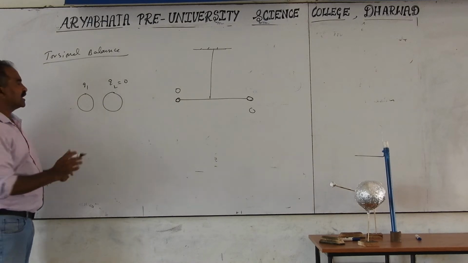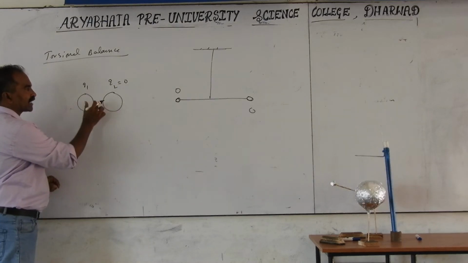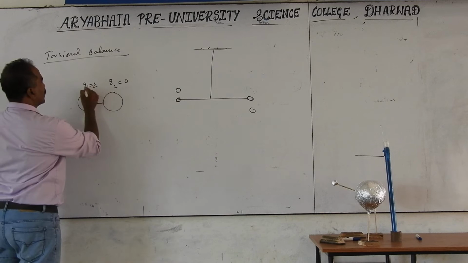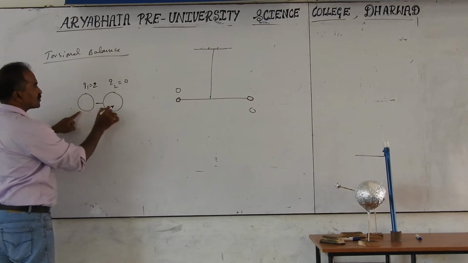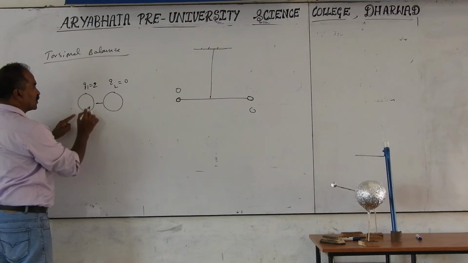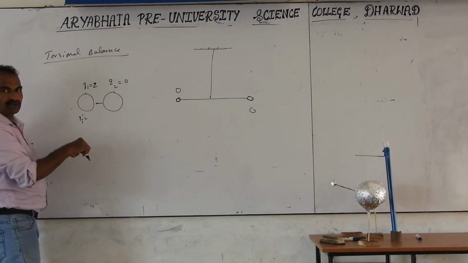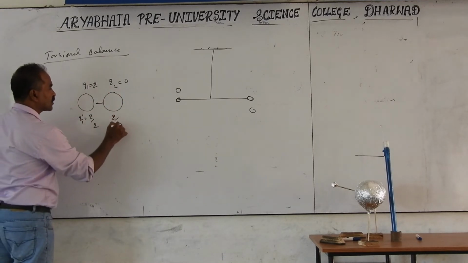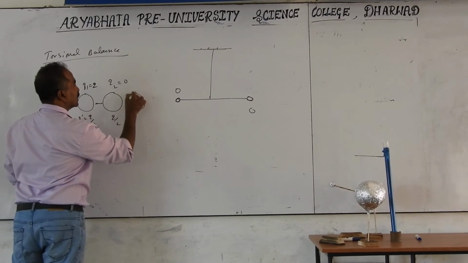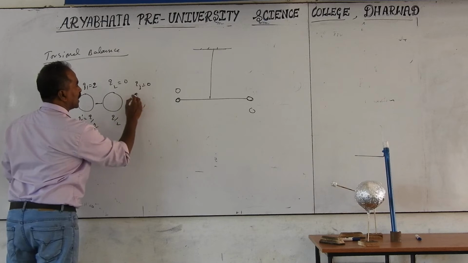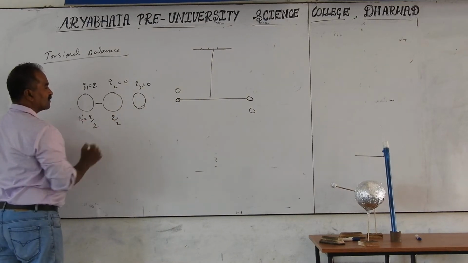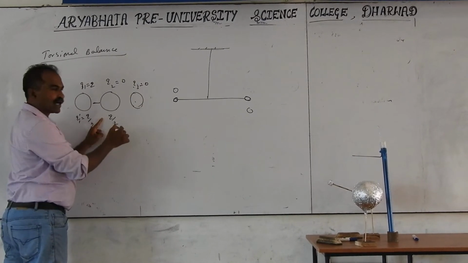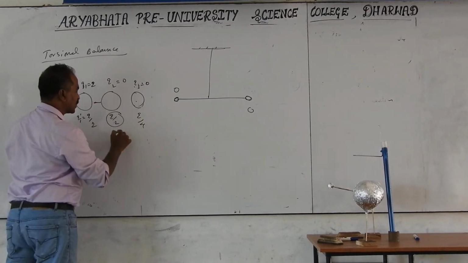All identical spheres are taken. Whenever these two are touched in contact, the total charge becomes the sum of the charges divided by 2. So Q1 I will take as Q and Q2 is 0. Then the new charge on these two after touching: Q1 becomes Q plus 0 by 2, which equals Q by 2, and this also becomes Q by 2. One more sphere Q3 is also not charged, identical. You touch this with the sphere that has Q by 2 plus 0 by 2, so the new charge becomes Q by 4, and the other remains Q by 2.